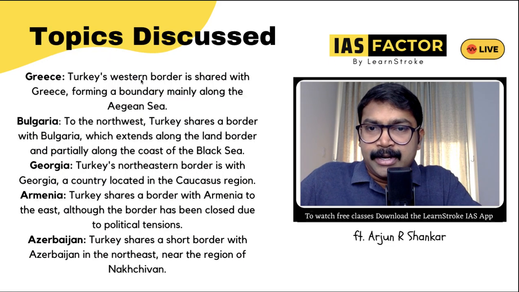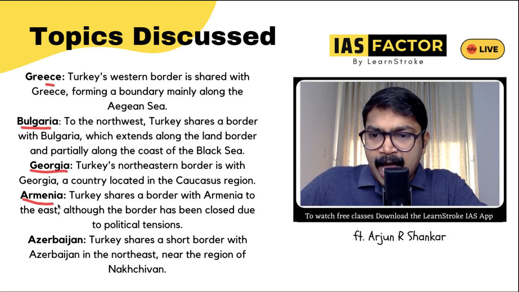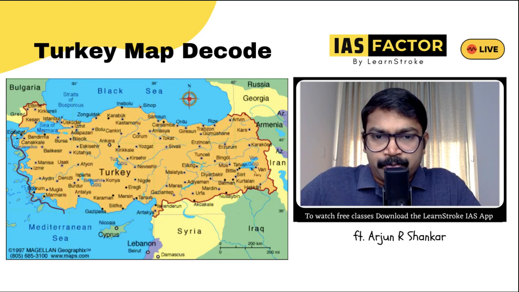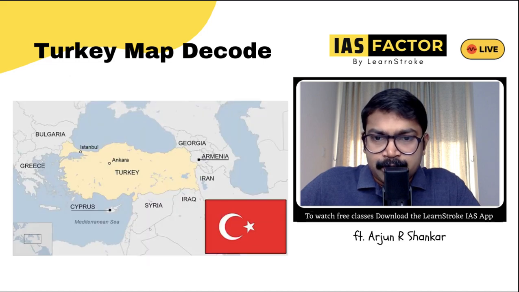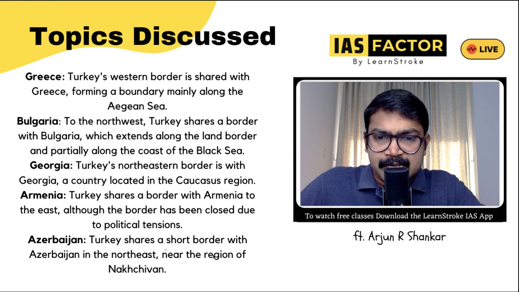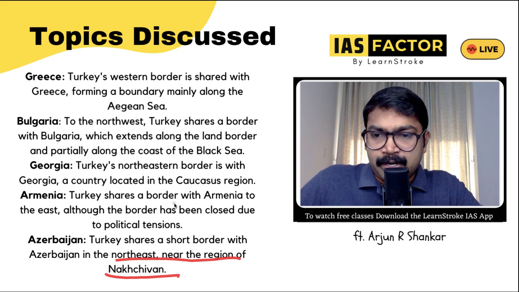Now let's look at this. Turkey is bordering Bulgaria, Georgia, Armenia, and Azerbaijan shares a border too. You can take a close look at Azerbaijan also. Where is Azerbaijan? Even Azerbaijan has a small part of that. Let's quickly check it out. It's a very small thing. Maybe on this side, Armenia, take a look at this side. Turkey shares a short border with Azerbaijan in the northeast near the region of Nakhchivan. It's all the northeast part of Turkey.